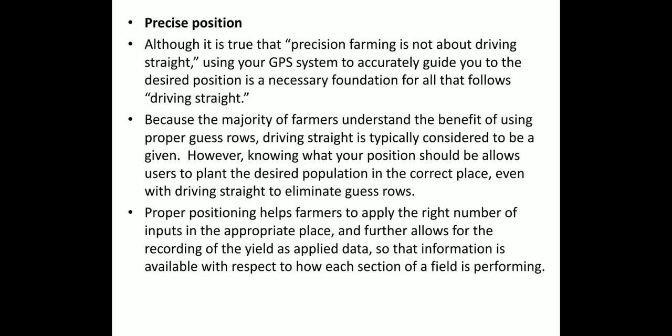Next is precise positioning. Although precision farming is not only about driving straight, using your GPS system to accurately guide your desired position is the necessary foundation for all that follows. Because the majority of farmers understand the basic benefits of using proper gauge rows, driving straight is typically considered a given. Proper positioning helps farmers apply the right amount of inputs in the appropriate place, and record yield and applied data showing how each section of the field is performing.